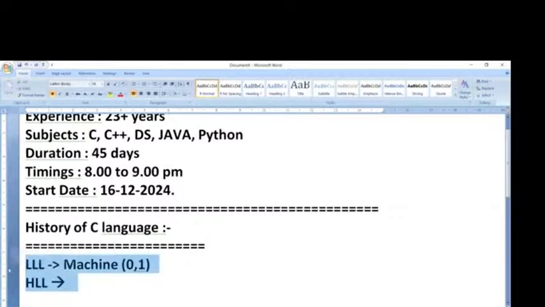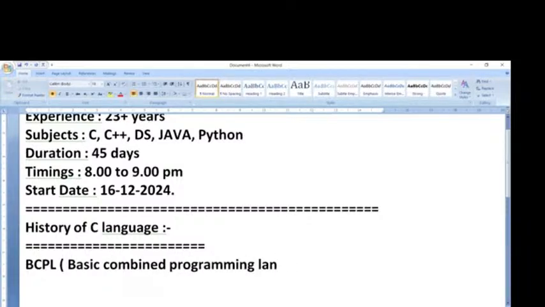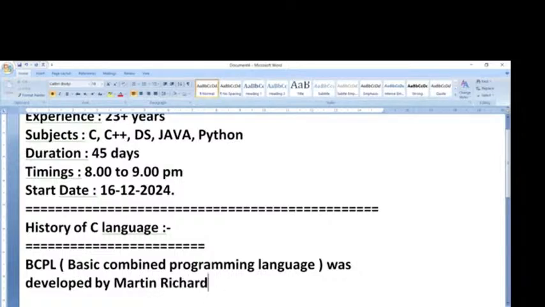One of the popular high level programming languages is called BCPL. The meaning of BCPL is Basic Combined Programming Language. Basic Combined Programming Language was developed by Martin Richard. It is a very, very popular high level programming language, BCPL. It was developed by Martin Richard.